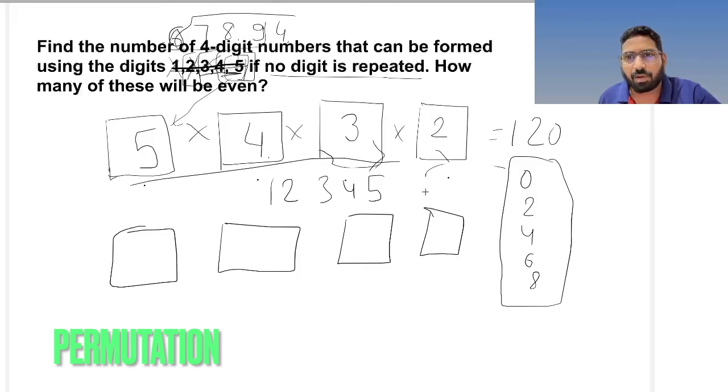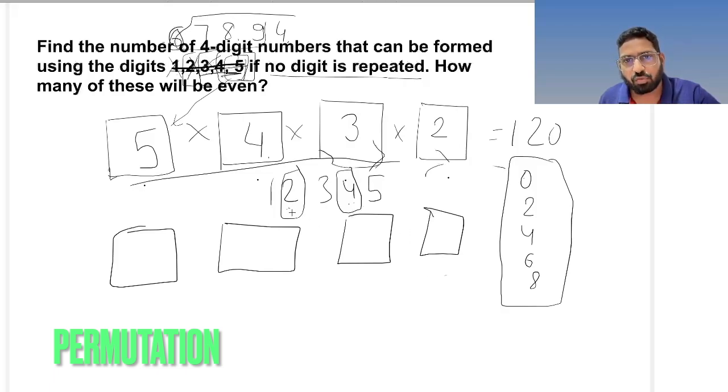So how many of the digits are either of 2, 0, 2, 4, 6, 8? One is 2 and the other is 4. So the last digit will be chosen from either of these two, either 2 or 4, right? This cannot be anything else. 1, 3 and 5 cannot go here.